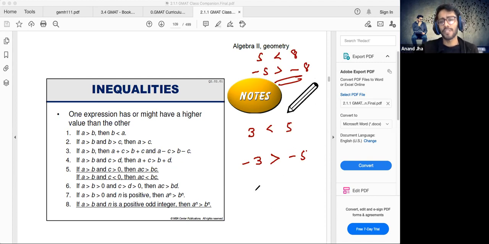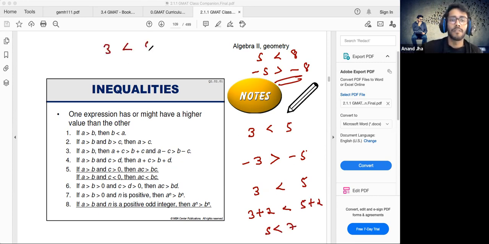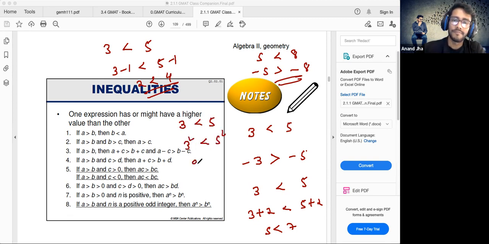What if I add a positive number? Doesn't matter. Suppose I add 2 to both sides. Inequality won't change. Why would it change? Suppose I subtract the same number, say 1. Inequality won't change. Correct? Suppose 3 is less than 5. What if I square? Again, the square will also be less. But only when n is positive.